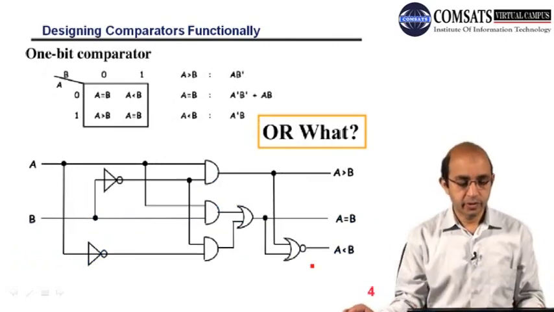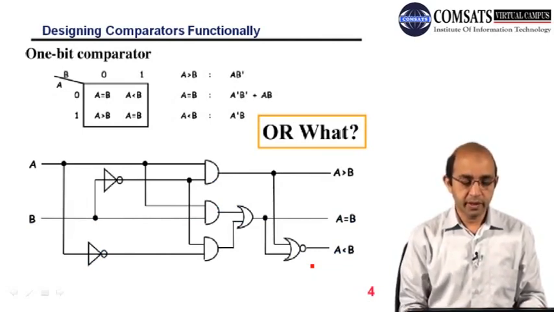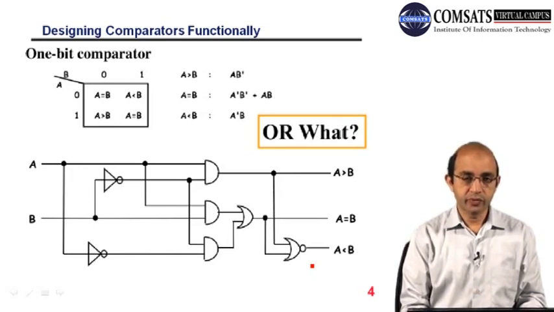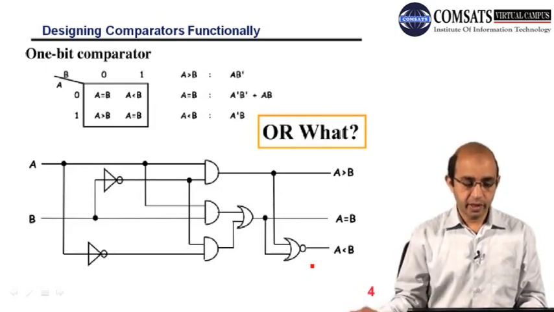Okay, so let's talk about the functionality and design of comparators, and we will start from the 1-bit comparator, right? So we have two variables, each representing a bit. A can have two values, 0 and 1, because we are talking about binary, and B can also have 0 and 1, right? So this is a sort of K-map, and you can see that we have B in the horizontal direction and A in the vertical direction, right?